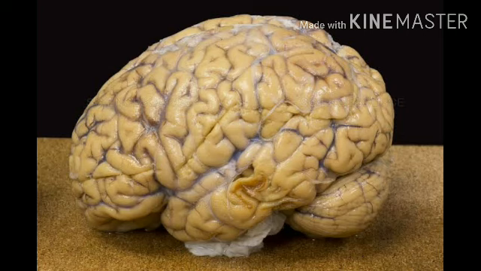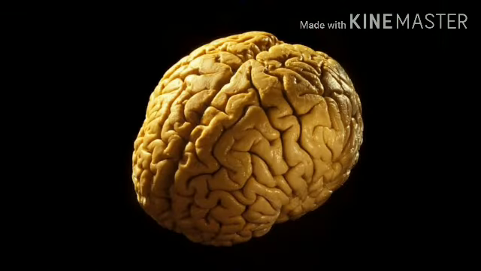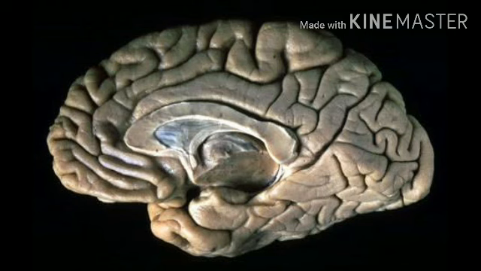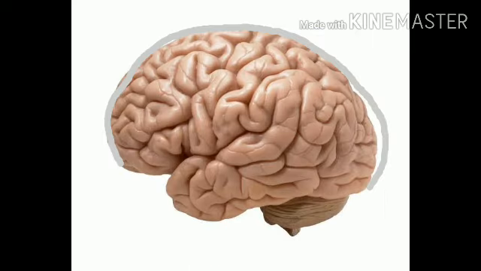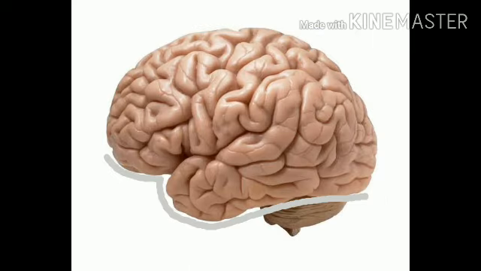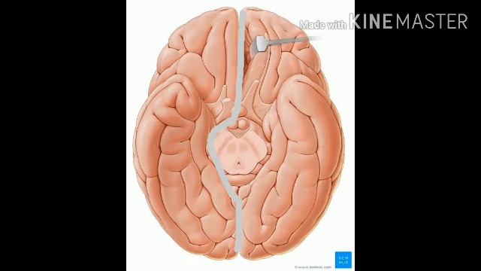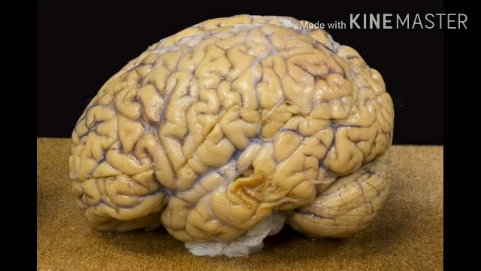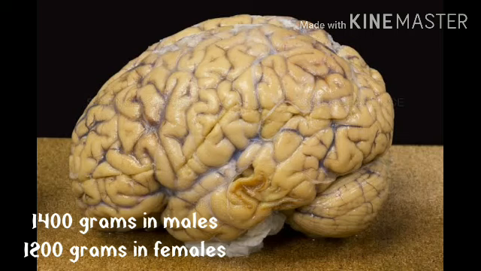The cerebrum has three poles and four lobes. The poles are frontal, temporal and occipital poles, and the lobes are frontal, temporal, parietal and occipital lobes. It has three surfaces and three borders. The surfaces are supralateral surface, medial surface and inferior surface, and the borders are supromedial border, infralateral border and inframedial border. Average weight of male cerebrum is 1400 grams and average weight of female cerebrum is 1200 grams.